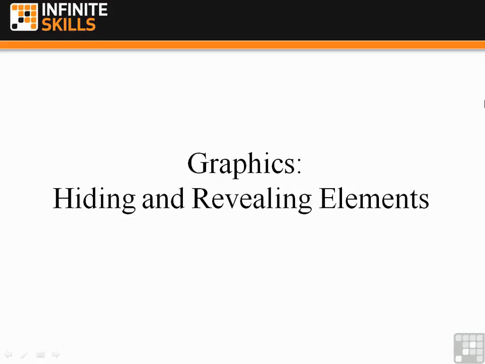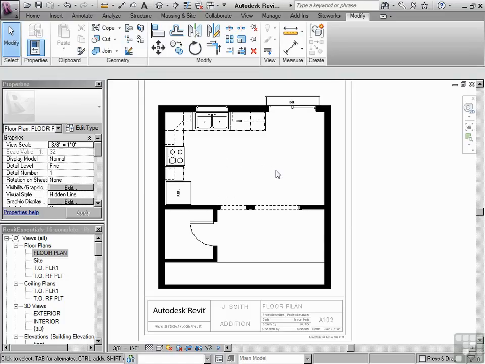Graphics, hiding and revealing elements. So we've used the visibility graphics dialog box in order to change the walls so they're blacked out. Same thing with the structural column, we black that out. And you can change other things graphically using that box.